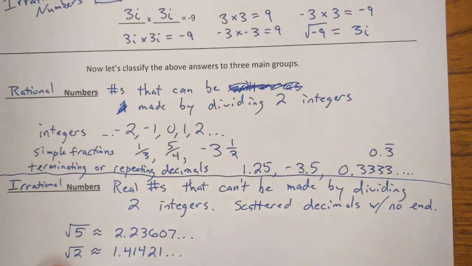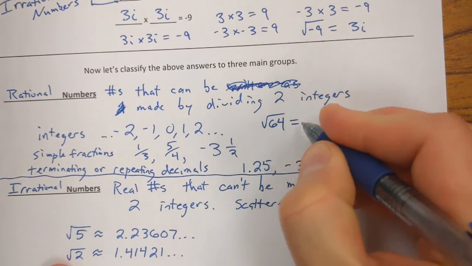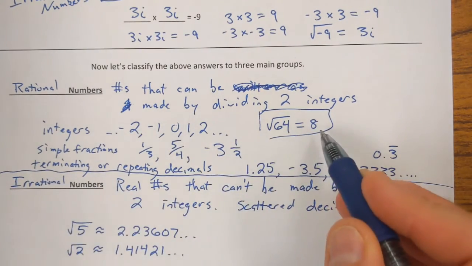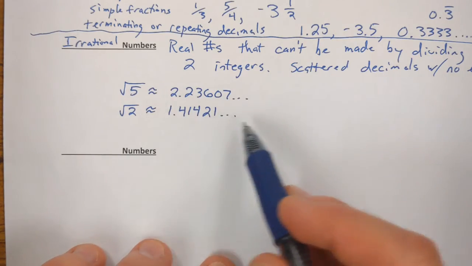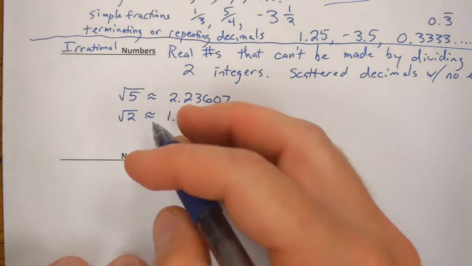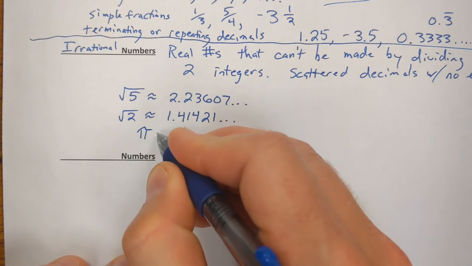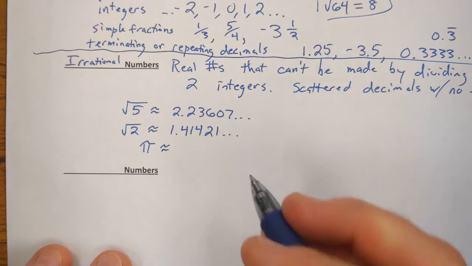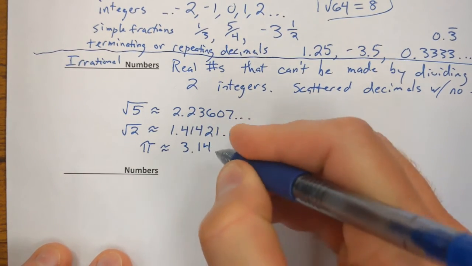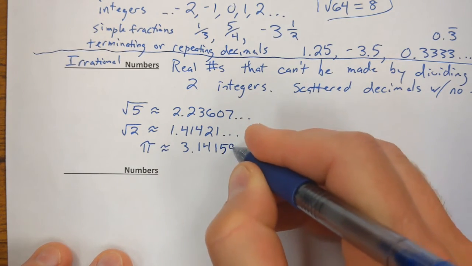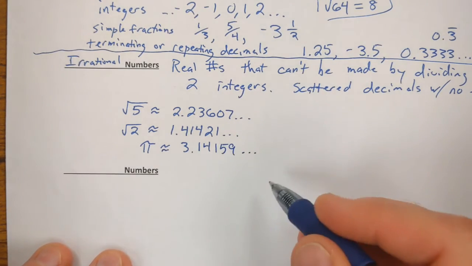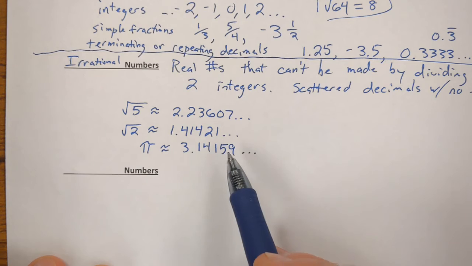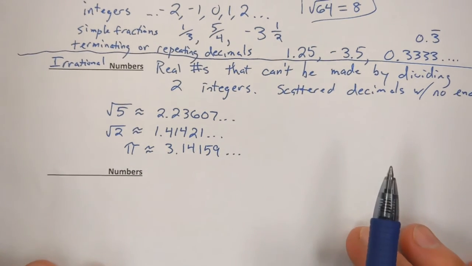Now, if a square root does come out perfectly, like the square root of 64 comes out perfectly, it equals 8. That would be considered rational because it comes out perfectly. But any square root that comes out imperfectly is known as irrational. There's also one more kind of famous irrational number I wanted to point out here, and that's pi. In geometry, you learn about this ratio pi, and it's approximately 3.14159... Those decimals go on forever. Pi is this irrational number. You cannot write pi as a simple fraction. Okay, so those are the irrational numbers.